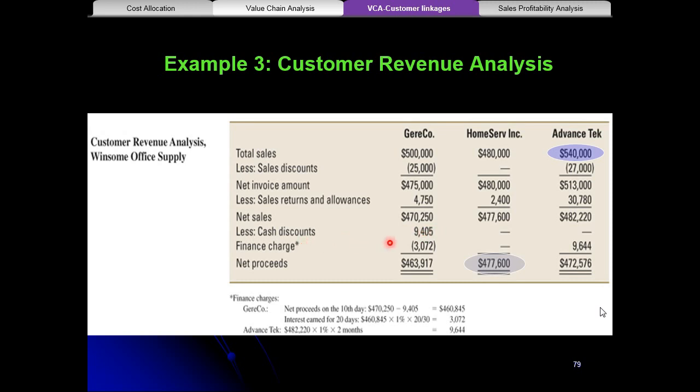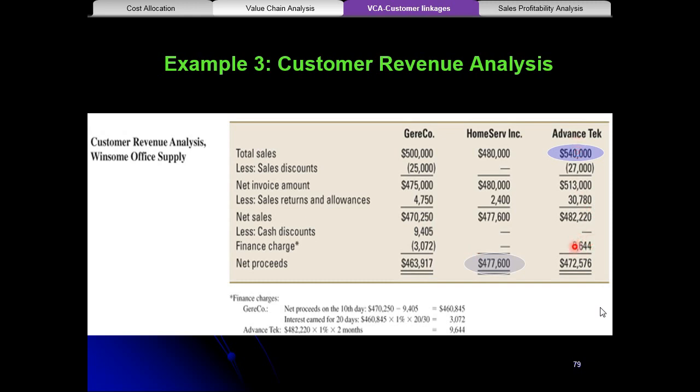But you have the benefit of actually being able to put that money to work for 20 days at 1%. So you're able to get part of that money back. So that's finance charge is a net positive. So the net difference for Jerry Company is a minus 6,333. You can see that off 470 to give you 463917.